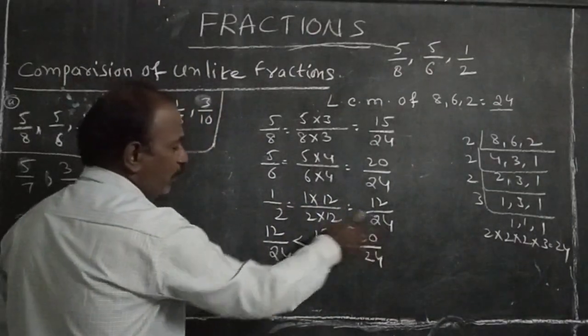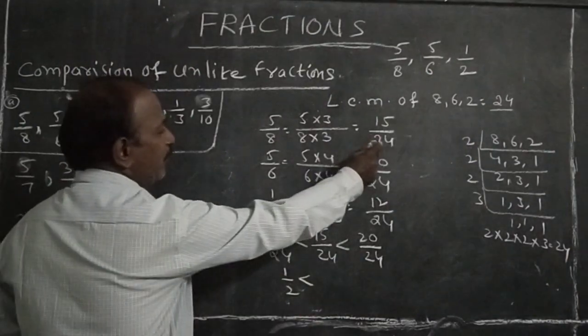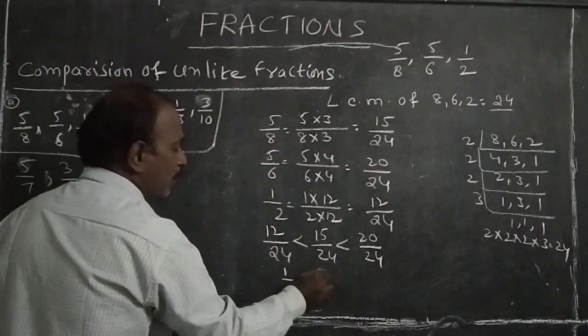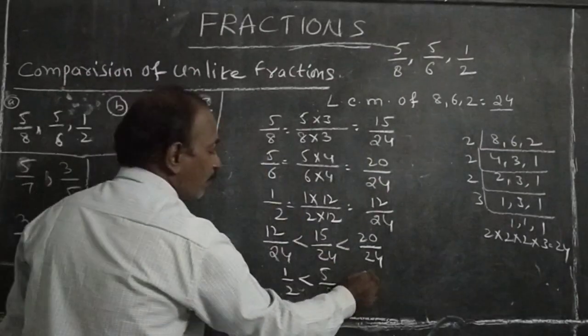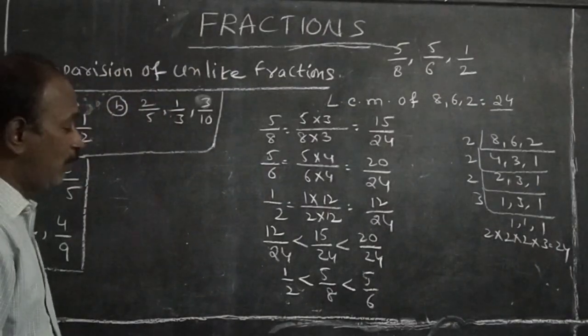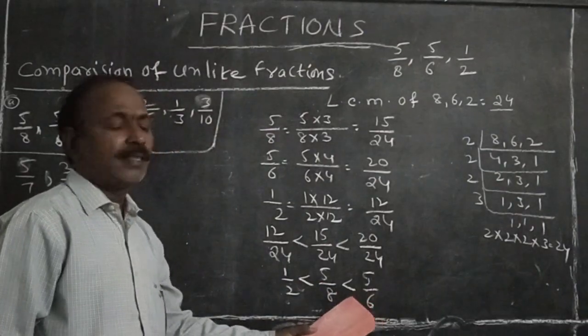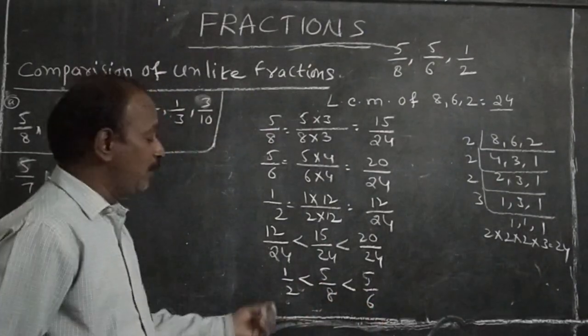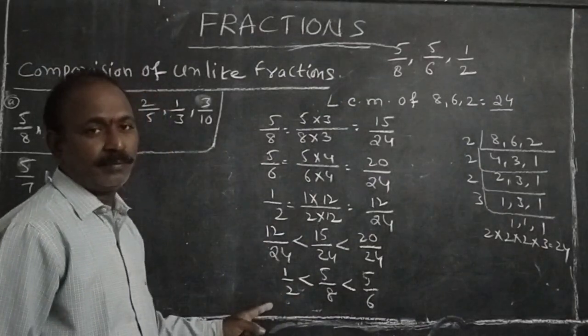12/24 got from 1/2 is less than 15/24 got from 5/8 is less than 20/24 got from 5/6. So 1/2 is less than 5/8 is less than 5/6. This is ascending order. Descending order means reverse: 5/6 is greater than 5/8 is greater than 1/2.